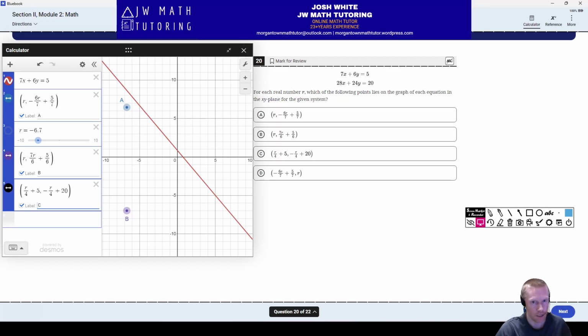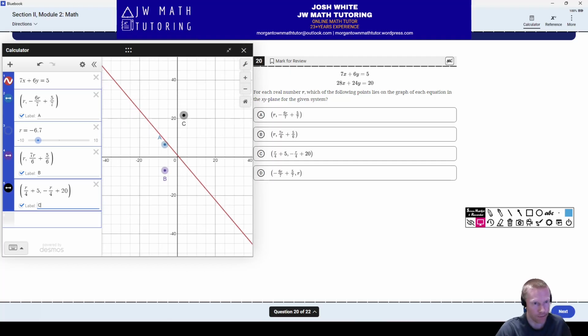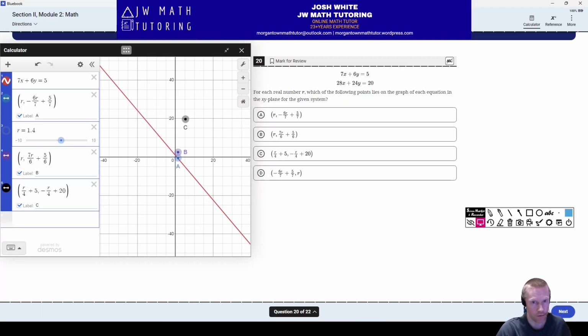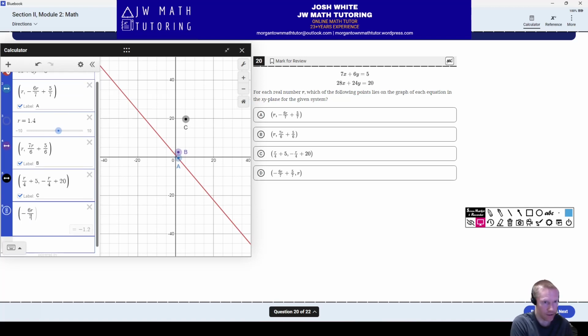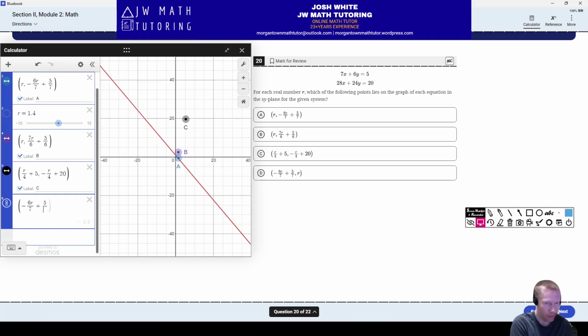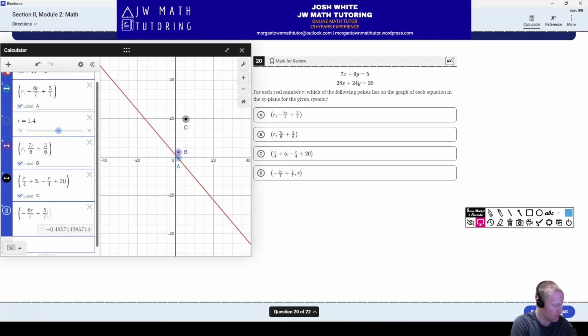All right, well, what about C? I don't even see it on the screen here. Oh, it's way up here. Is C on this line? Absolutely not, because it needs to be on here for every real number of r. So no matter where I move the slider, we need to expect to see the point on the line.